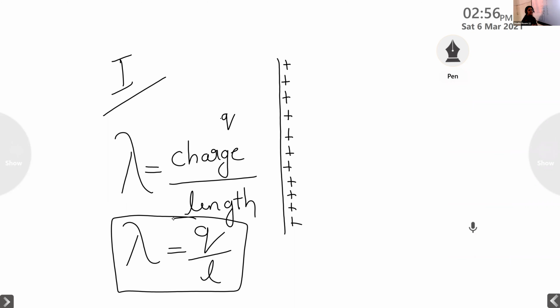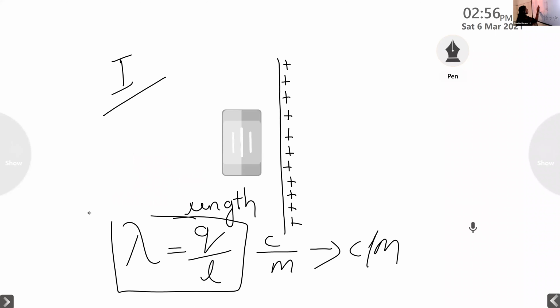Then what is the unit of linear charge density? What is the unit of charge? Malavika, what is the unit of charge? Coulomb. What is the unit of length? Adul, what is the unit of length? Meter. So the unit of linear charge density lambda is given by Coulomb per meter. Clear? Yes, ma'am. Okay.